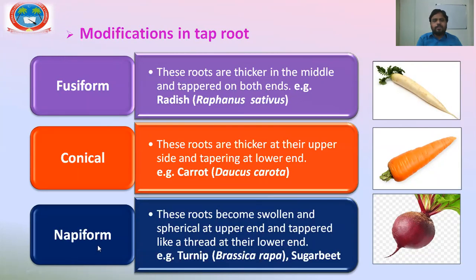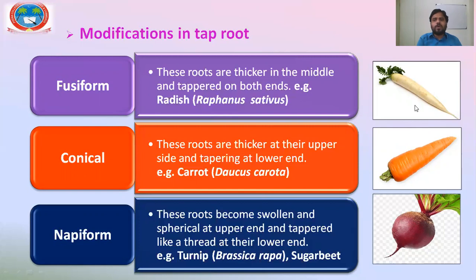Now the next one is the napiform root. In this type of root, the base of the root is very much swollen and it immediately tapers towards the end, towards the terminal point. Such a type of root is called the napiform root. It generally occurs in turnip or sugar beet. Turnip is Brassica rapa.